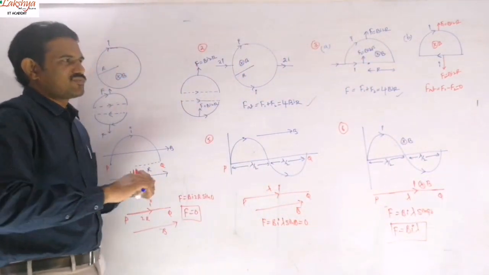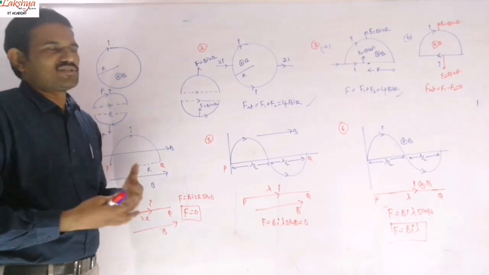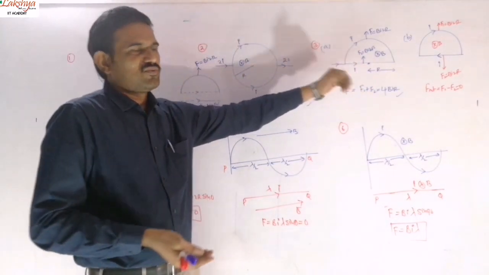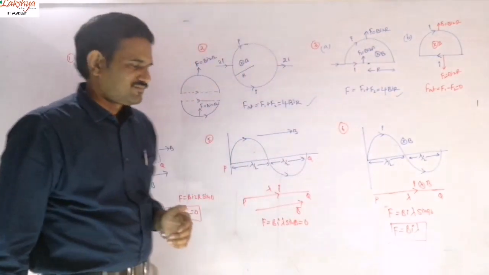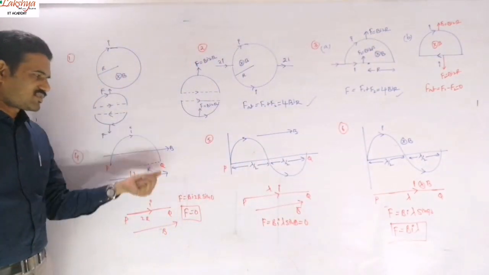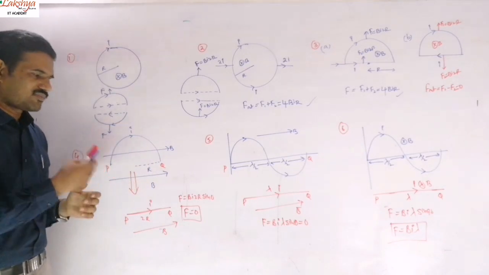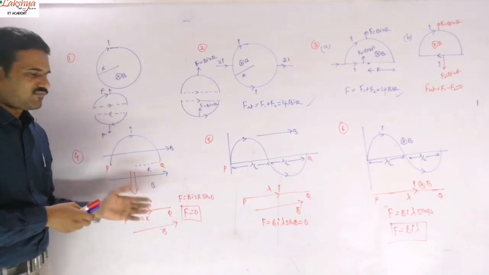So those are the cases where the force may be 0 and where the force is not equal to 0, even though the loop is a closed loop. If you are taking an example like this, the force is not equal to 0, whereas if you are taking an example like this, the force is 0. And for the straight conductor we discussed, when the field is perpendicular then there will be a force, but when the field is lying in the same plane then the force will be 0.